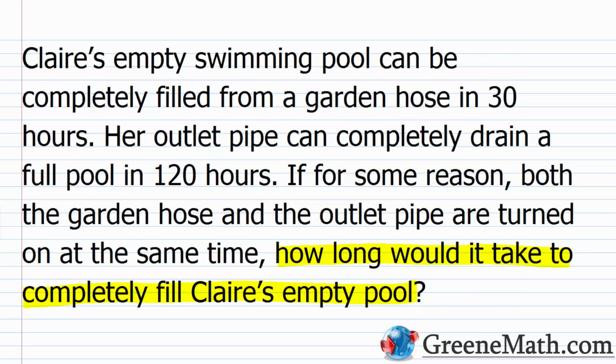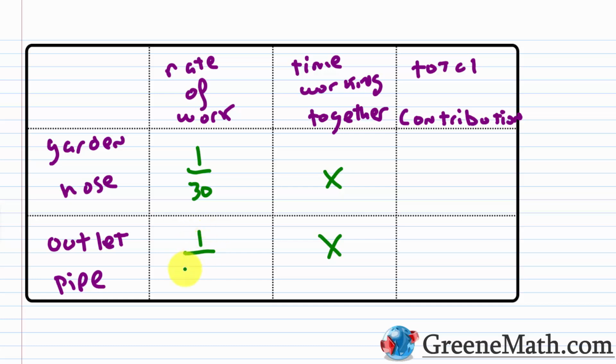Now, the outlet pipe, which is trying to drain the pool, that's its goal, okay? So every hour, since it takes 120 hours to do this, it's done 1 over 120 of that. So I'll put 1 over 120. So that's the rate of work.